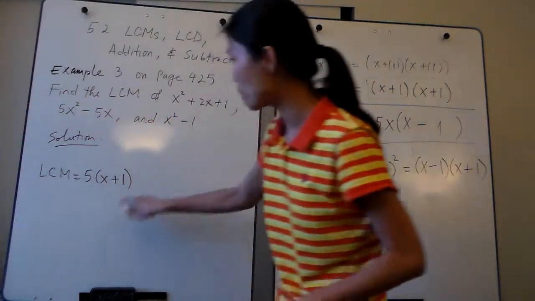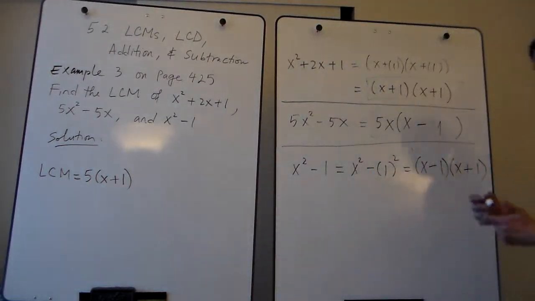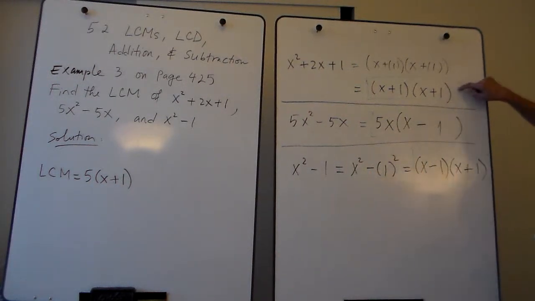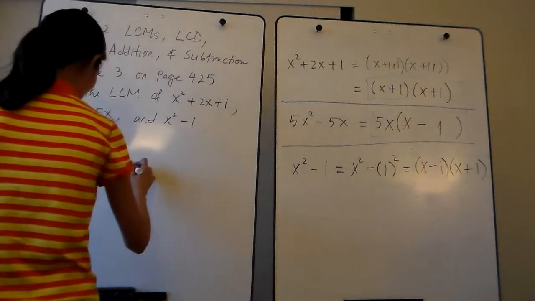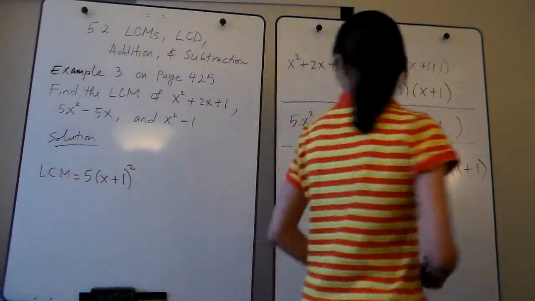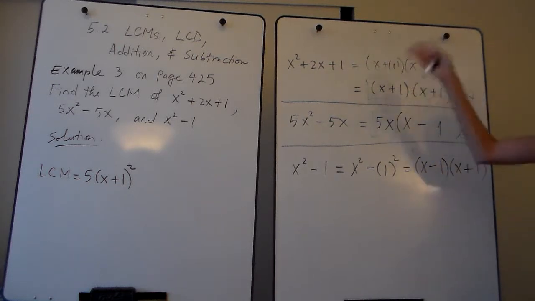And remember, LCM uses the factor with the highest degree. So it looks like we're going to use the x plus 1 from the first expression, right? Because it happened twice. So I'm going to put it to the second power. Alright, so we're done with the x plus 1. Basically, we're done with the first expression, because in the first expression it only has x plus 1. You don't need to look at this first expression anymore. We used all its factors already.